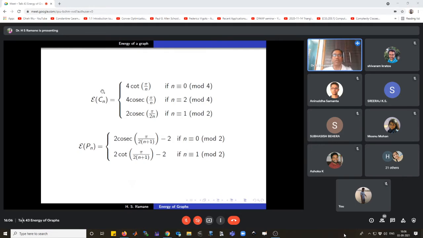Similarly for the cycle Cn and the path Pn, because we know the spectrum of these, one can easily write the energy. For the cycle Cn on n points, the energy of Cn is 4 cot(pi/n) if n is congruent to 0 mod 4; if n is congruent to 2 mod 4, then it is 4 cosec(pi/n); and if n is congruent to 1 mod 2, then it is 2 cosec(pi/2n). Similarly for the path Pn, the energy is 2 cosec(pi/(2(n+1))) minus 2 if n is congruent to 0 mod 2, and for n congruent to 1 mod 2, it is 2 cot(pi/(2(n+1))) minus 2.